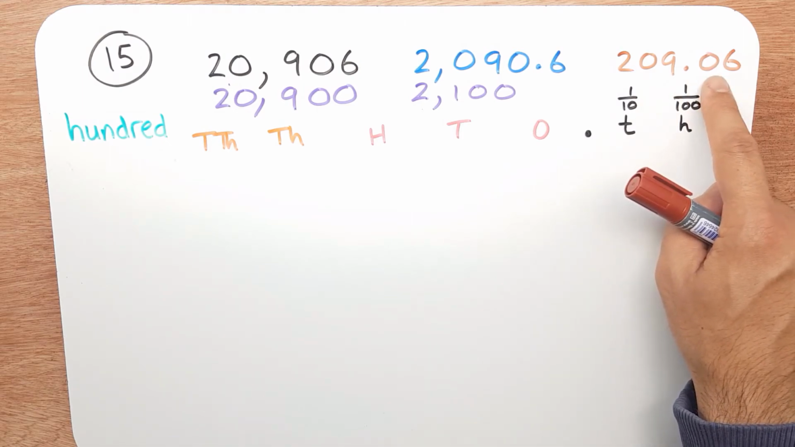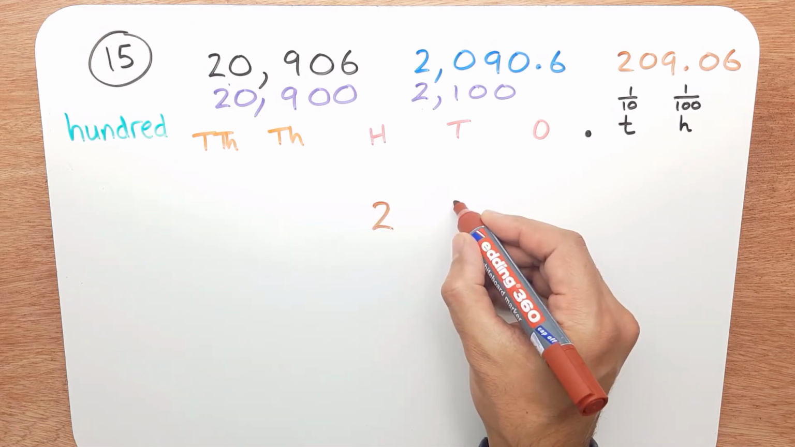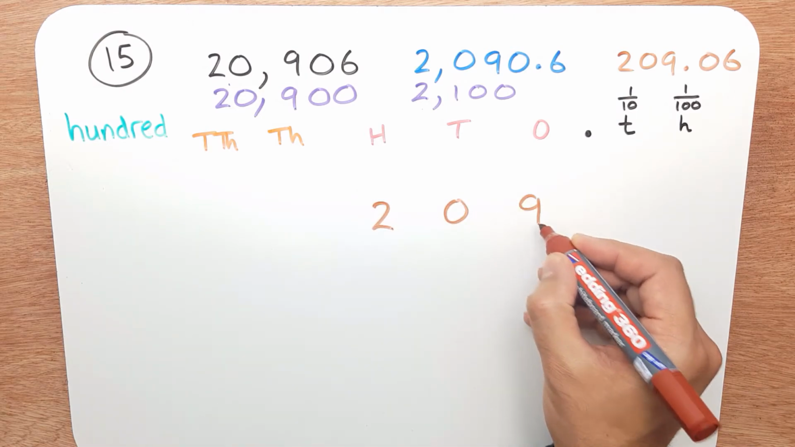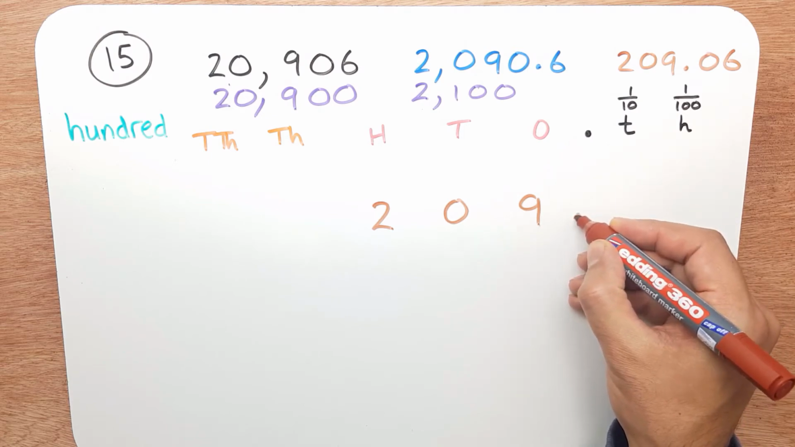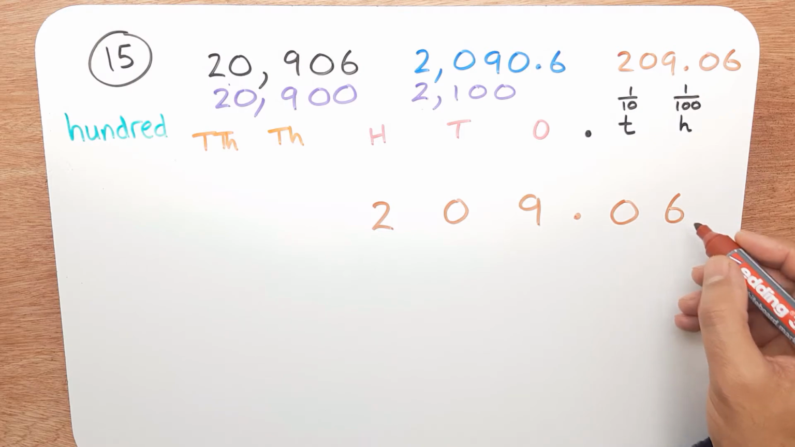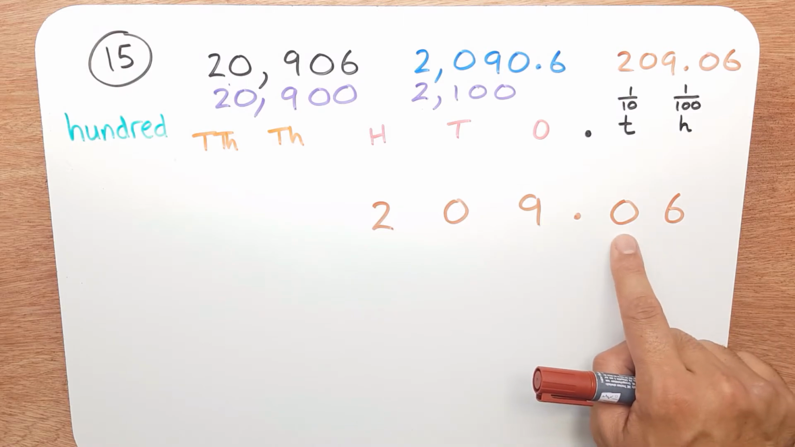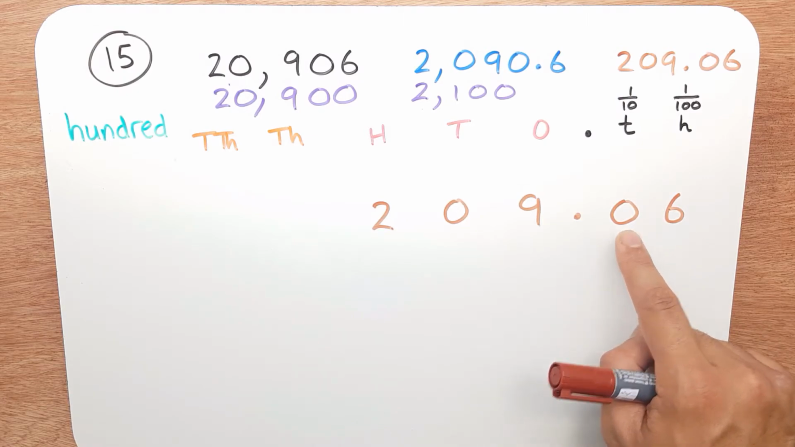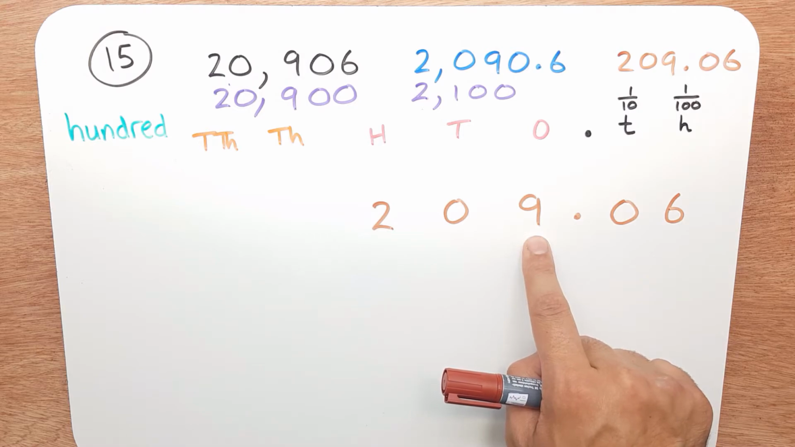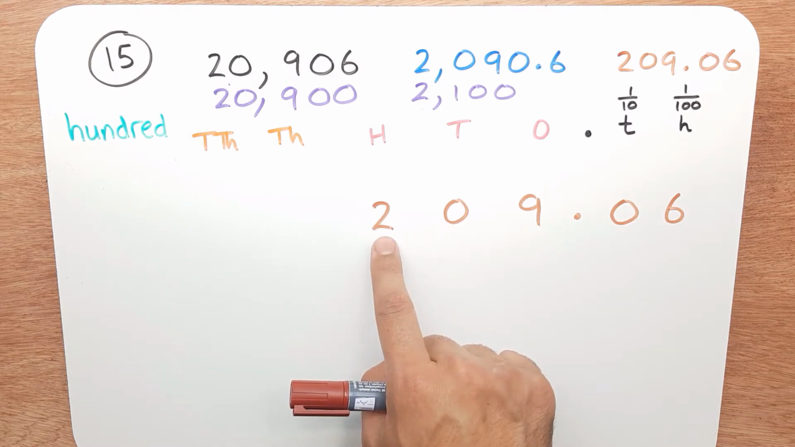Our third number here is 209.06. So there's 2 decimal places. So 209, bring the decimal point down, 0, 6. So this is the hundredths column. This is the tenths column. This is the ones or the units column. This is the tens column, and this is the hundreds column.